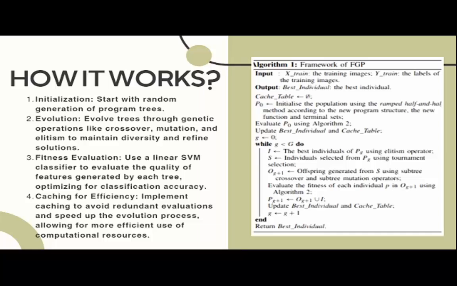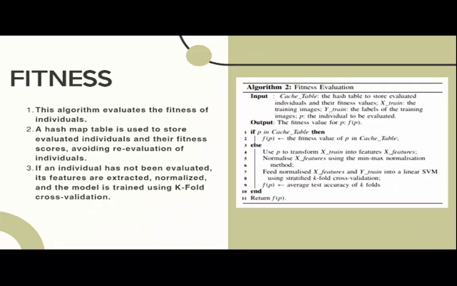The way that the fitness is evaluated is with the next algorithm. First, if the individual is not in the cache table, we are going to train a linear SVM model using the features that the program or model is going to extract from the image, the feature vector that the individual is going to generate. And the fitness value is going to be the average test accuracy of the k-folds.